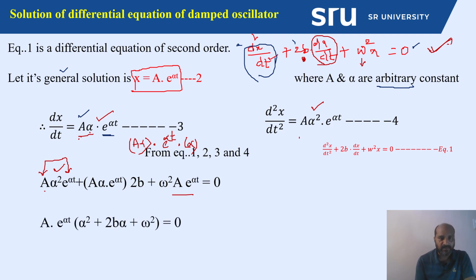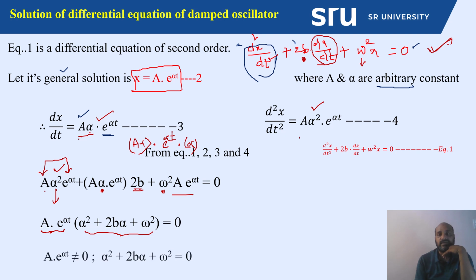If you take that common, the remaining will be α² plus 2bα plus ω². So the result will be A e^(αt) times (α² + 2bα + ω²) is equal to 0. Now this is like a into b is equal to 0, so either a must be equal to 0 or b must be equal to 0.